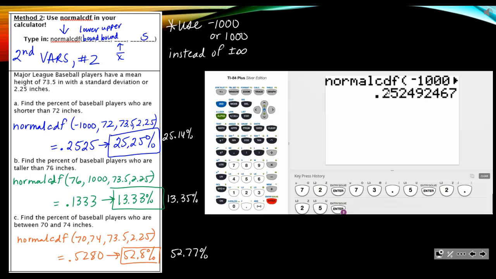And this is the big long decimal that it gave you. I rounded it to 4 decimal places, so that's why I said it was 0.2525. So that was the first one. I'll do parts B and C. You can stop watching if you feel like you understand.